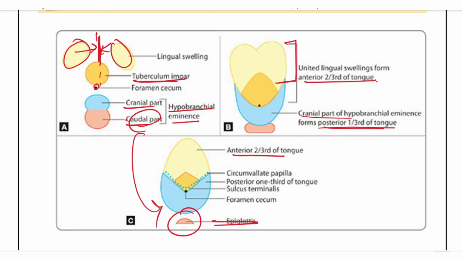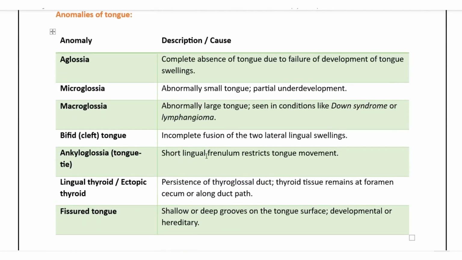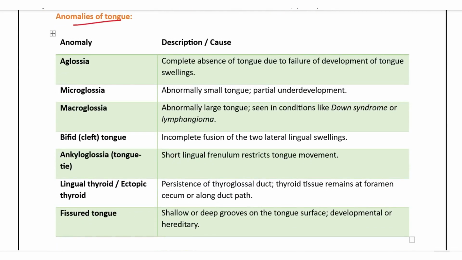Okay, so the anterior 2/3 of the tongue and the posterior 1/3 of the tongue are separated by the sulcus terminalis. Okay, the midpoint is the foramen cecum that we see here, and along the sulcus terminalis we have circumvallate papillae that are arranged in the V shape. Clear? Then our diagram you should draw. Uske baad we'll write the anomalies of the tongue.